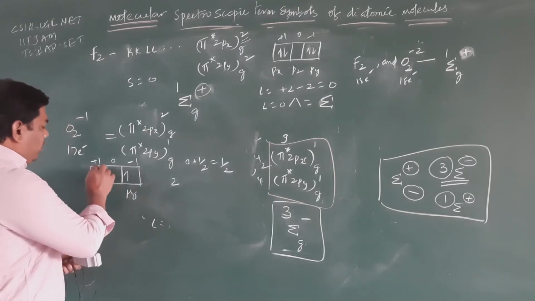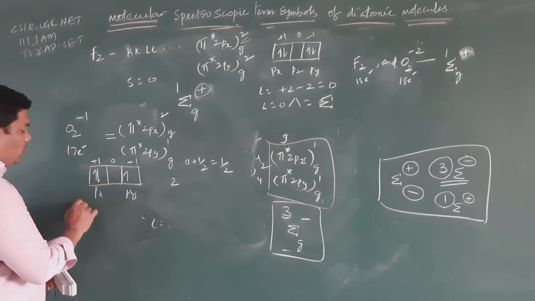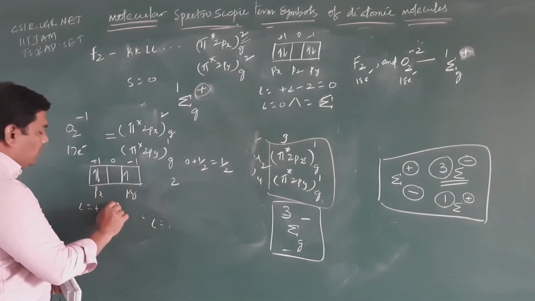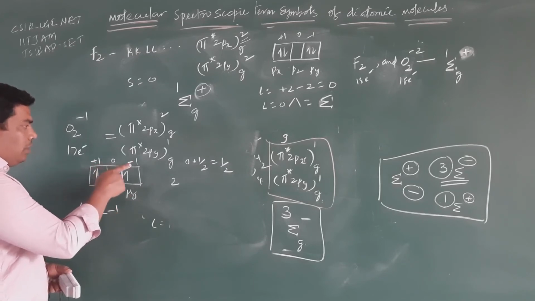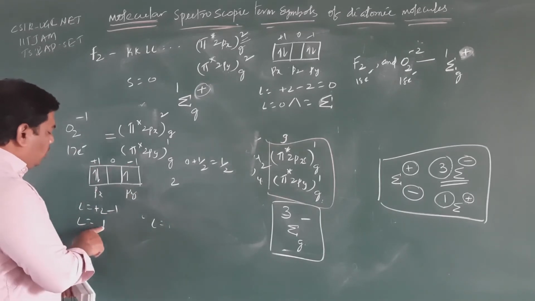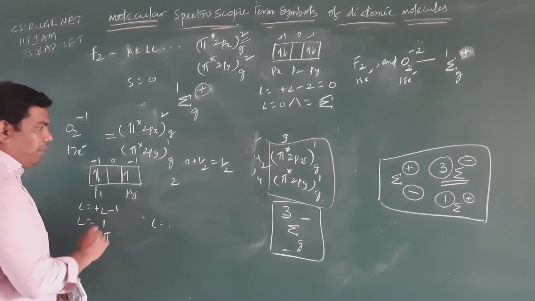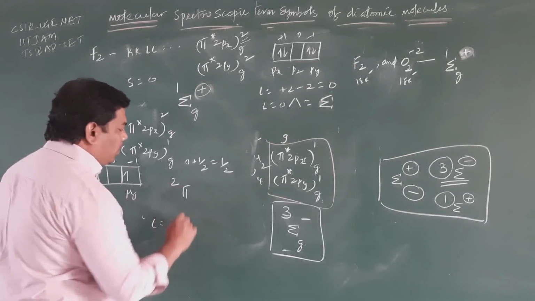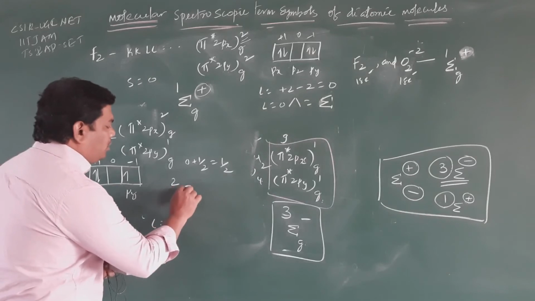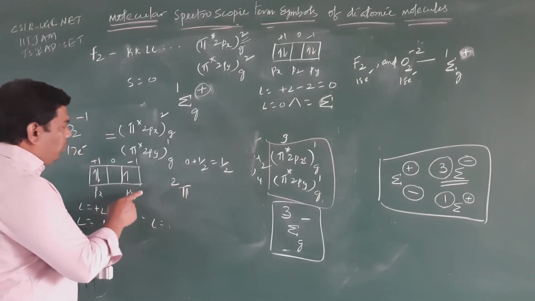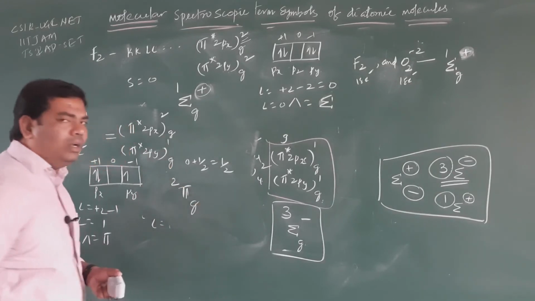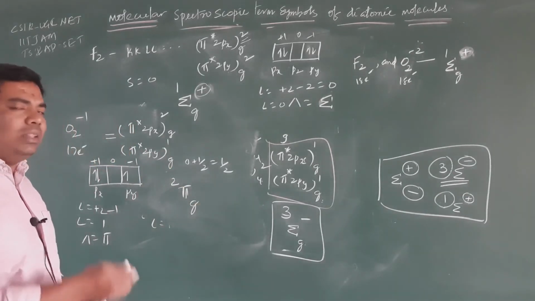Clear? Right. So here you can see plus 1 plus 1, that is L equal to plus 2, and this one is minus 1. So plus 2 minus 1, that is equal to 1. If L is equal to 1, the term symbol is pi. Clear, student? So this is the term symbol pi. Next we will write the subscript. So g into g is nothing but g only.